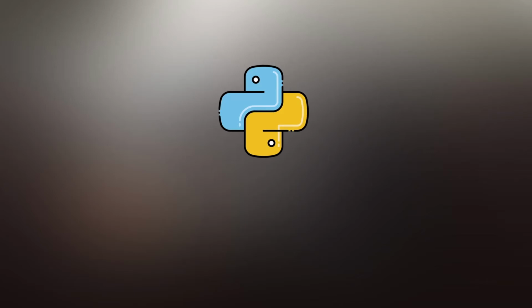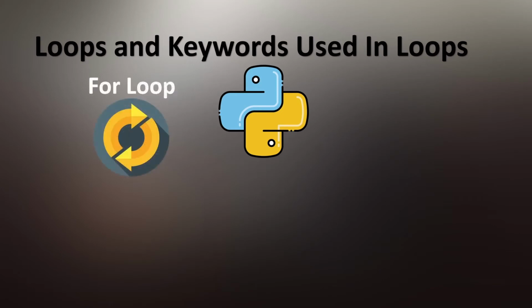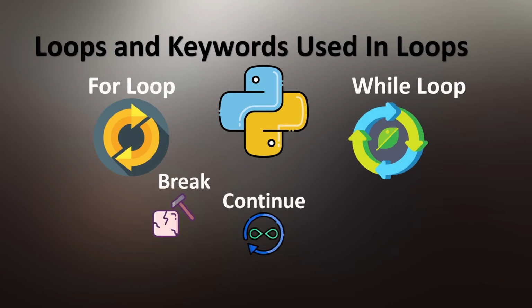Hello everyone, in this video we are going to see the loops and keywords present in loops. In the loop, first we are going to see the for loop and then the while loop. Then the keywords are break, continue and pass. These are the three keywords which are present in loops.